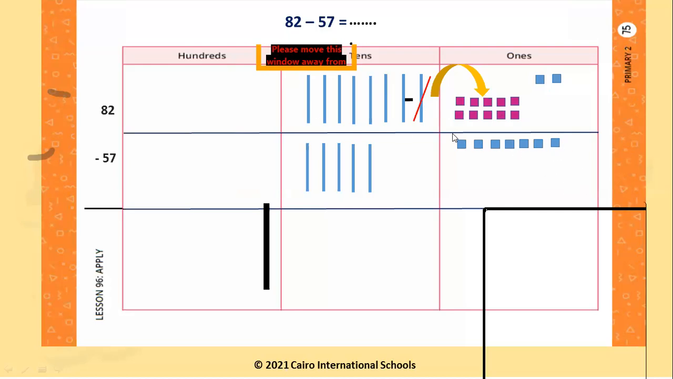So now I have more on the top, so now I can subtract. 12 minus 7, count from small to big. After 7: 8, 9, 10, 11, 12. How many fingers? Yes, 5 fingers. So I will cancel 7 from here. 1, 2, 3, 4, 5, 6, 7. So 12 minus 7 equals 5.